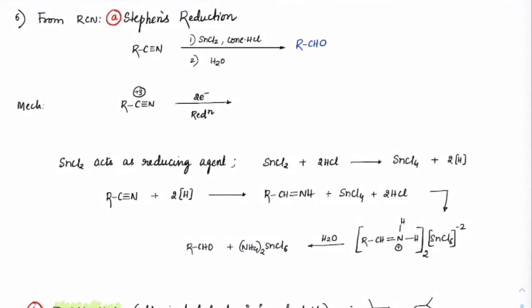If you focus on the mechanism, what's happening? First, these cyanides are converting into RCHO, which is C double bond OH. You can check carbon is losing 3 bonds to nitrogen, which makes the oxidation state +3, while here it is losing 2 to oxygen and gaining 1 from hydrogen, so it makes an oxidation state of +1. So the number of electrons used for reduction here is 2. So 1 mole of cyanide requires 2 moles of electrons to reduce into aldehydes or ketones. Okay.